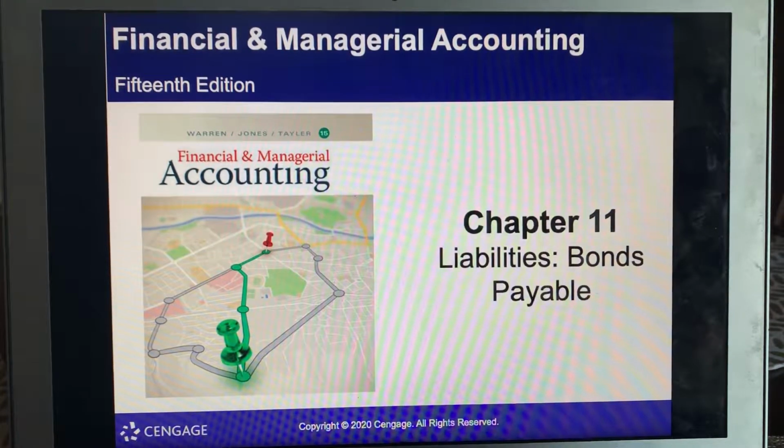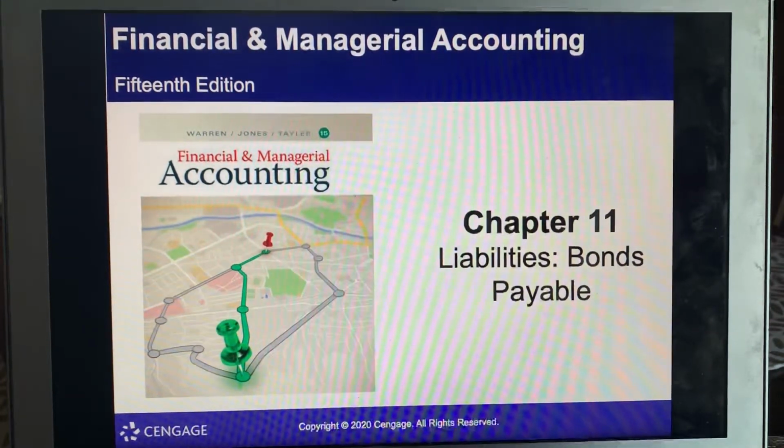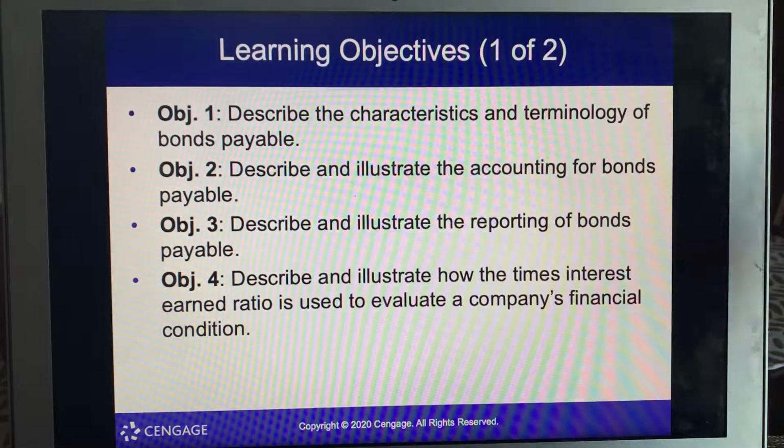Hello class, this is chapter 11 for Accounting 200. We're going to look at liabilities, bonds payable, okay? So here are the learning objectives.